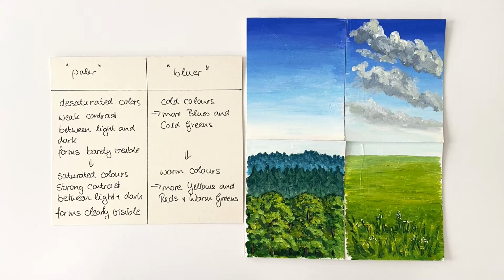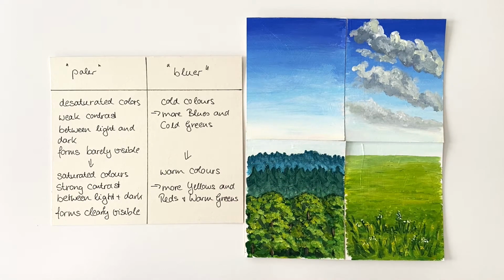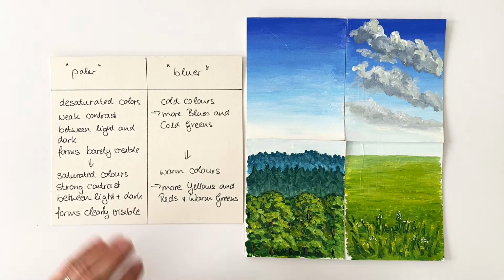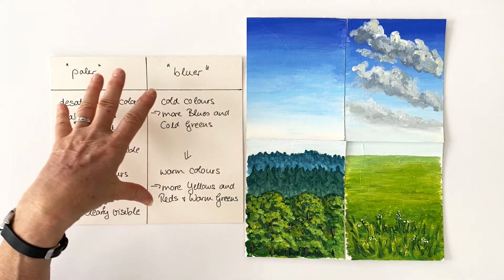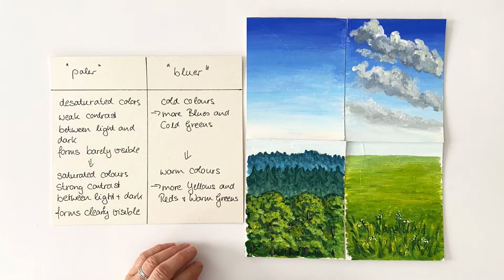Now, before I'm going to paint a landscape for you, I would like to explain this very simple rule for landscape painting. And it says, in landscape painting, if you go from the foreground to the background, colors get paler and bluer. And this paler and bluer includes a couple of things which I would like to point out first.